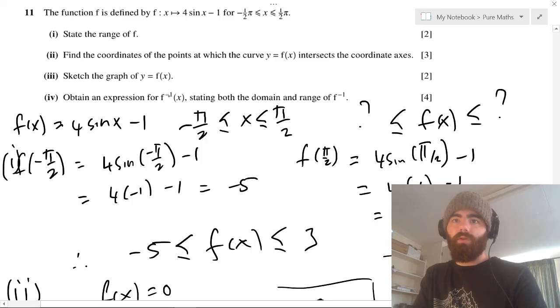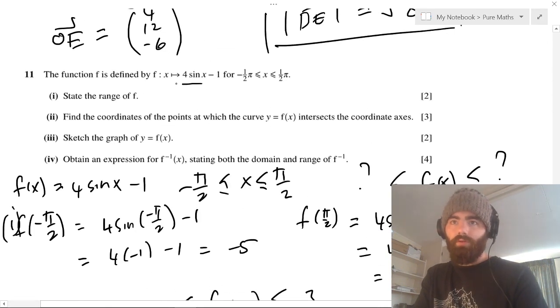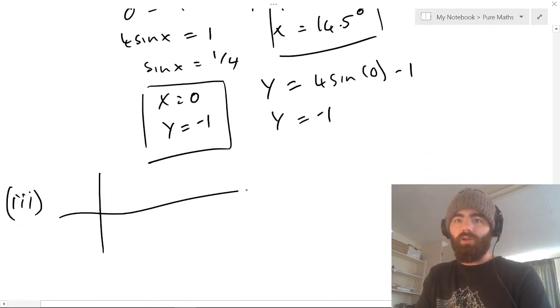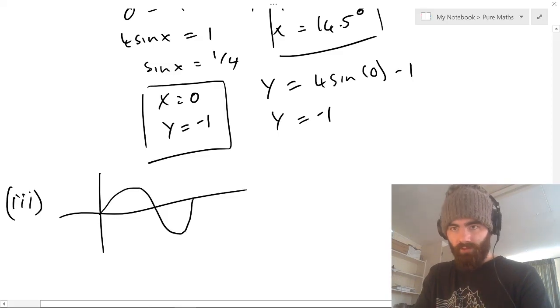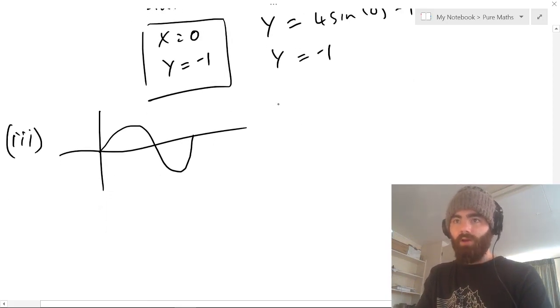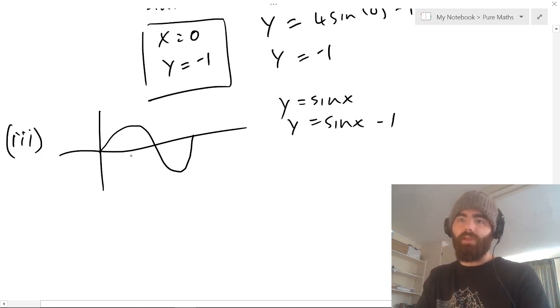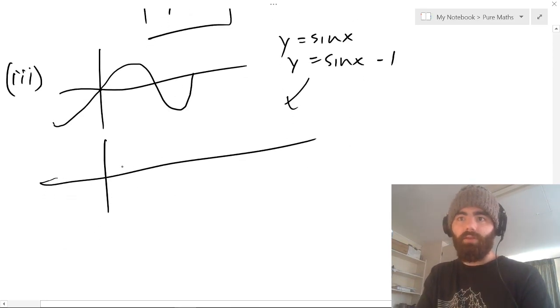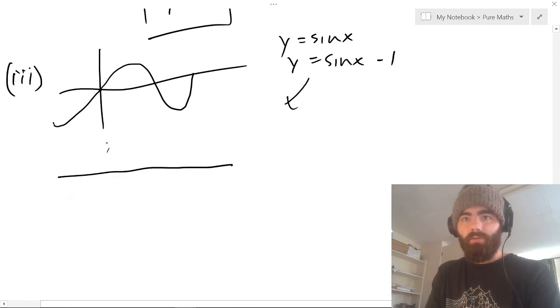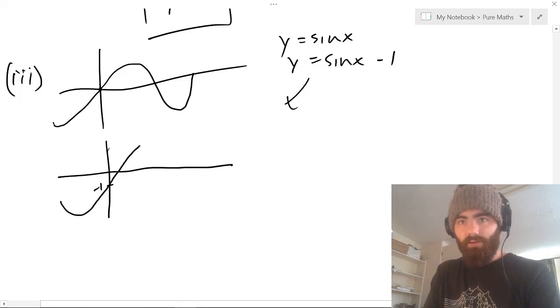Sketch the graph of y equals f of x. Well, the amplitude is 4, and we're shifting it down 1. So you can always just look at these things. If this is y equals sine of x, well then what is y equals sine of x minus 1? We're just shifting it down 1. So instead of intersecting here at 0, it intersects at minus 1. So we get something like this.